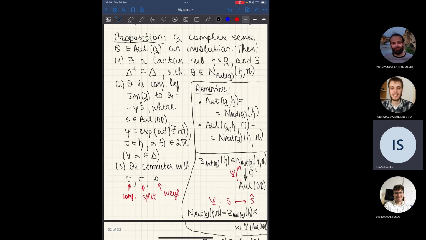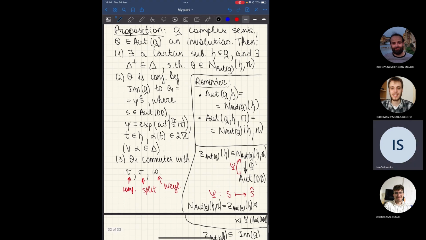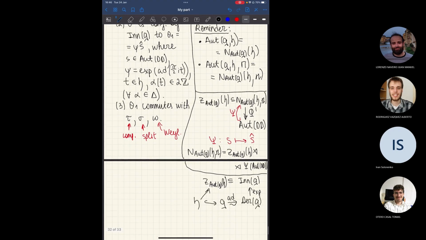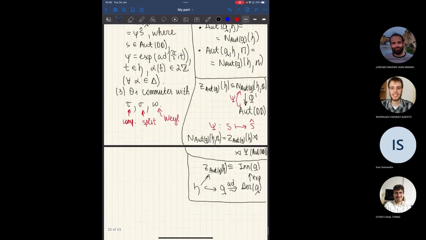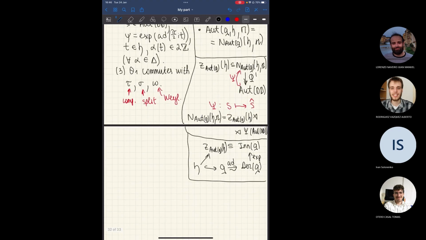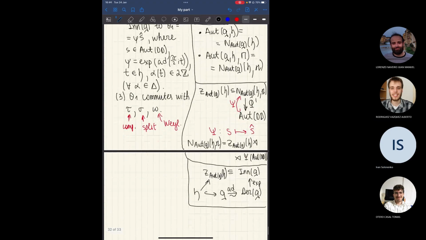Okay, so this is the statement. Basically, it means that if you have an involution, all involutions are of very nice form given here. You can pretty much think of them as this theta 1s up to conjugation. Okay, any questions? Okay, then let's prove it. So let's make it a proof.